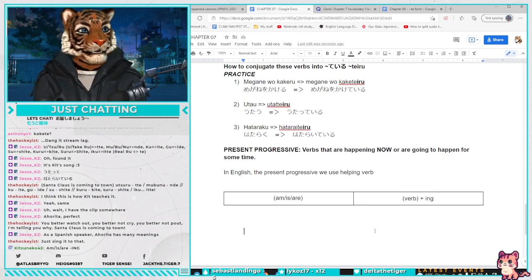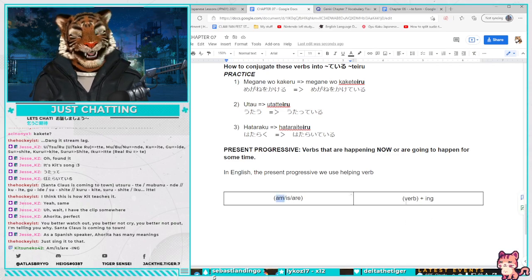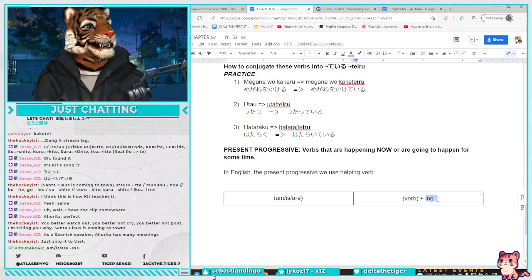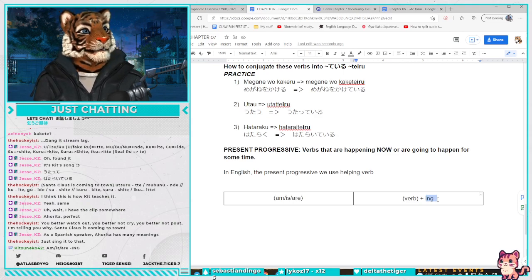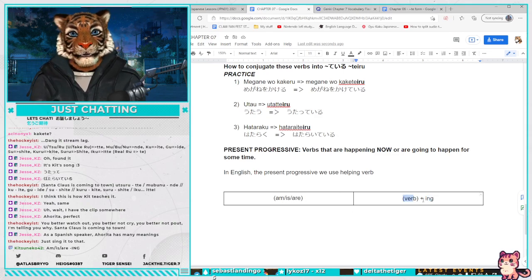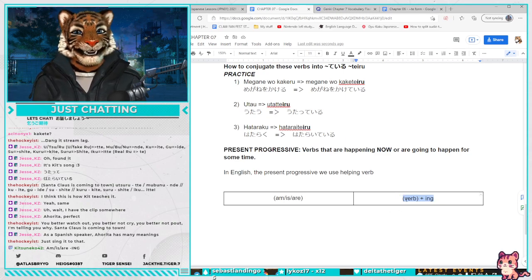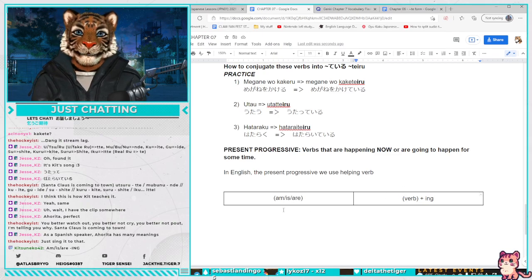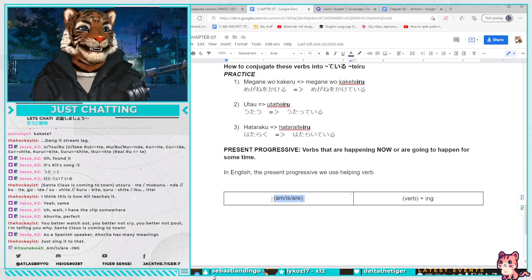So, for example, I am teaching. I'm doing that right now. I'm using the verb teach with ing. This is the present progressive that I'm talking about. In Japanese, using am, is, are plus the verb, we're using the verb in te form, but we're also using a helping verb. The helping verb in Japanese is iru, to show that this is happening right now.